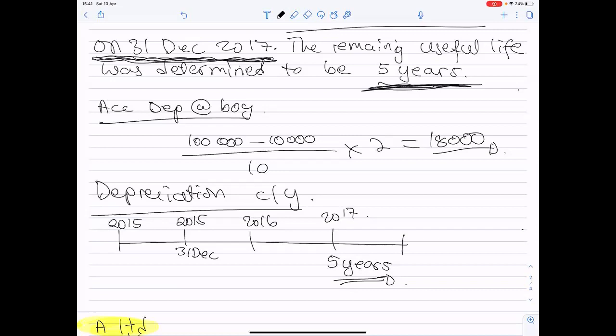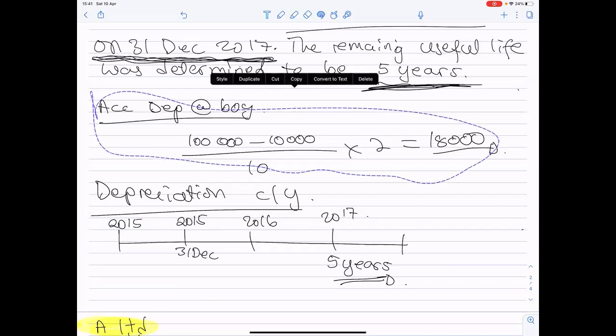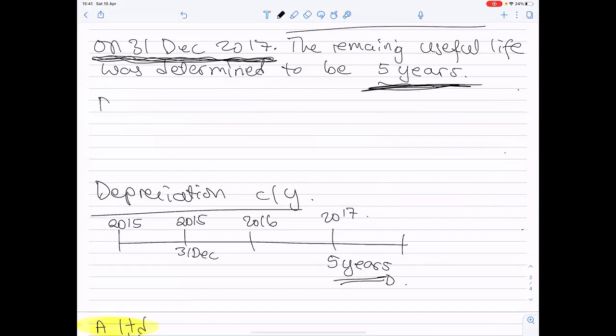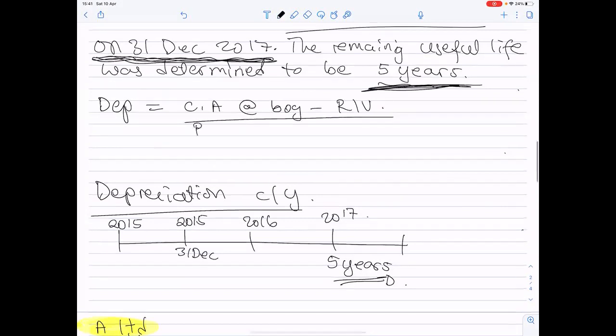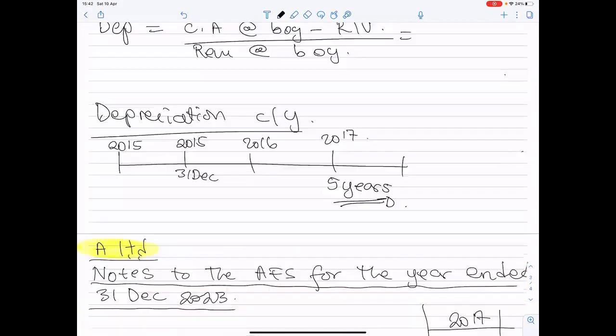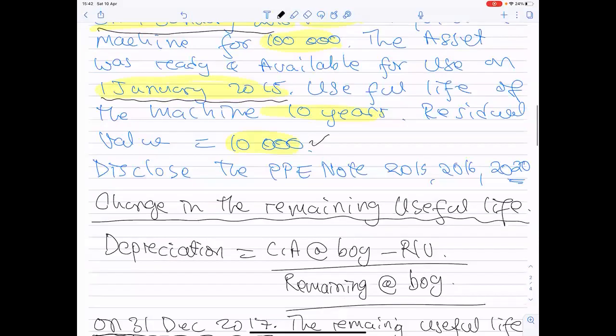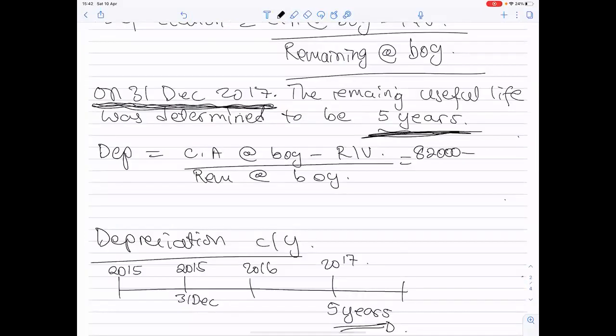So the question is, when we are charging our depreciation in the current year, since we have changed the remaining useful life, it will be your carrying amount at the beginning of the year minus your residual value divided by the remaining useful life of the asset at the beginning of the year. So the carrying amount at the beginning of the year is 82,000. We take out 10,000, we subtract, we divide by the remaining useful life at the beginning of the year.